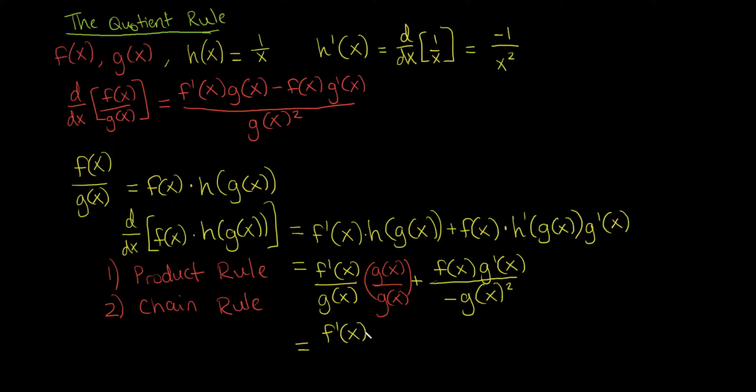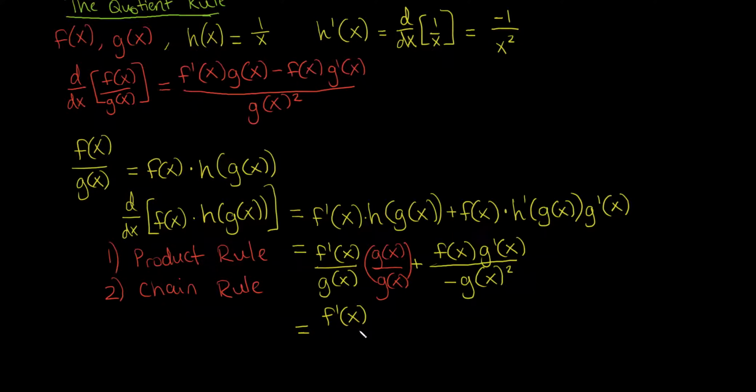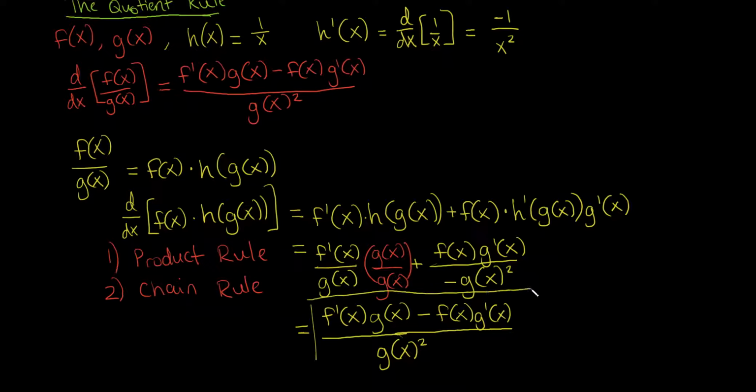In doing this, we will get f prime of x times g of x divided by g of x squared. I'm doing it in the middle there because it's going to be the denominator for both fractions, minus, we're just going to take this minus sign up to the top, minus f of x times g prime of x. And this right here is none other than the quotient rule, and we found it.